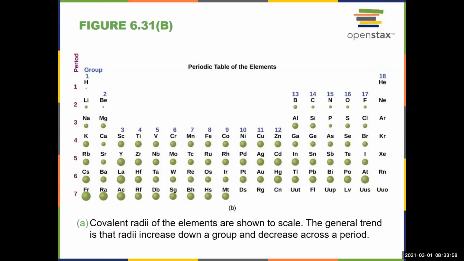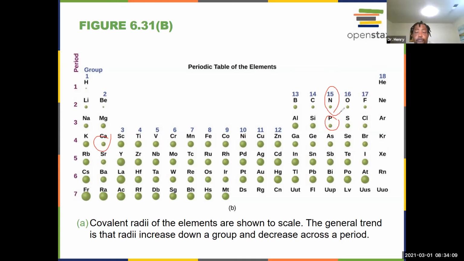Calcium, phosphorus, and nitrogen are all exceptions. They're not all the exceptions; there's a few more, but those are the main ones that you should be aware of. Mercury too. Mercury looks like it doesn't follow. And look at Be.